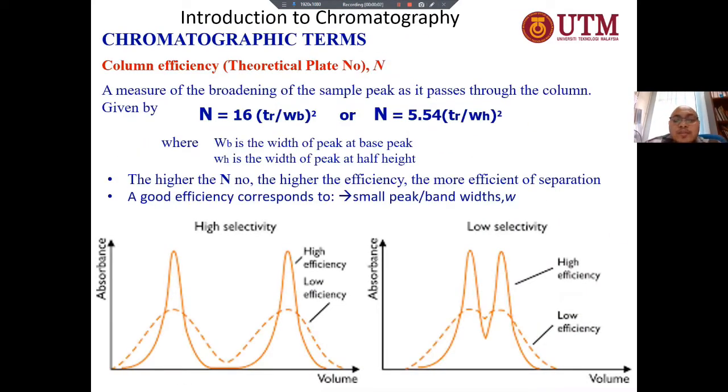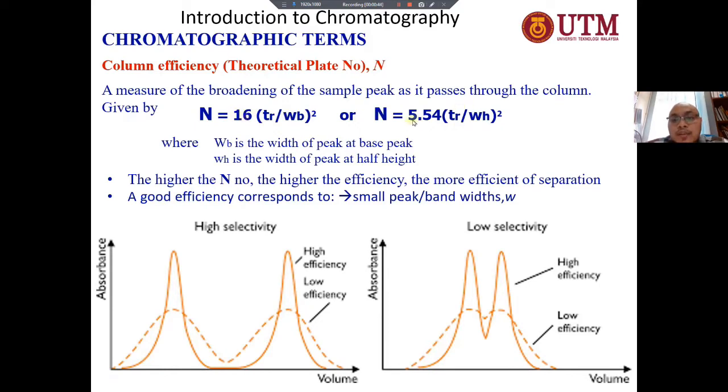The next chromatographic term is the column efficiency, or we can call it the theoretical plate number, N. To determine the theoretical plate number N, we need to use a formula. We have two kinds of formula, the first one here and the second one here. The first one is 16 times the bracket of TR over WB, squared.